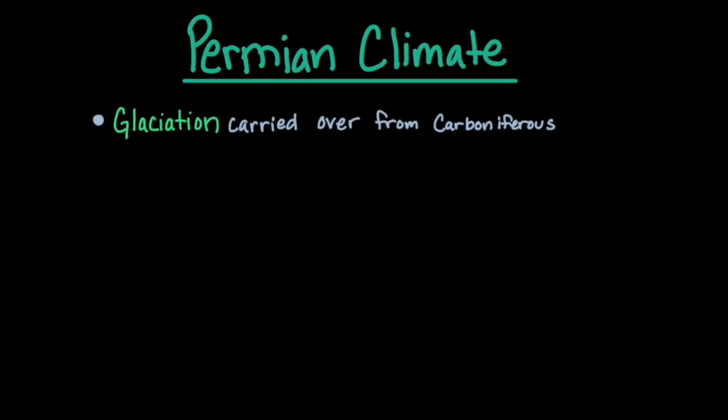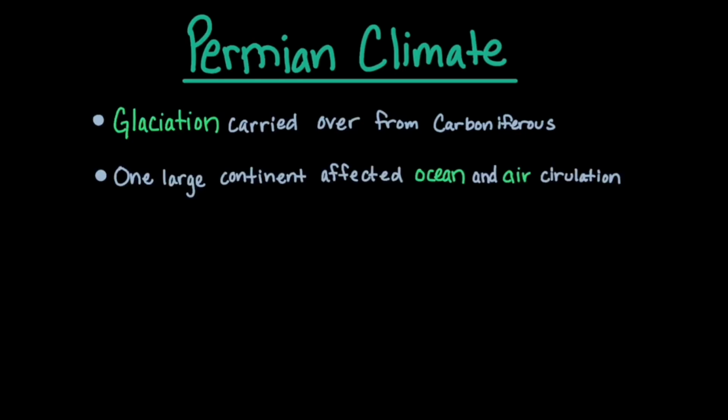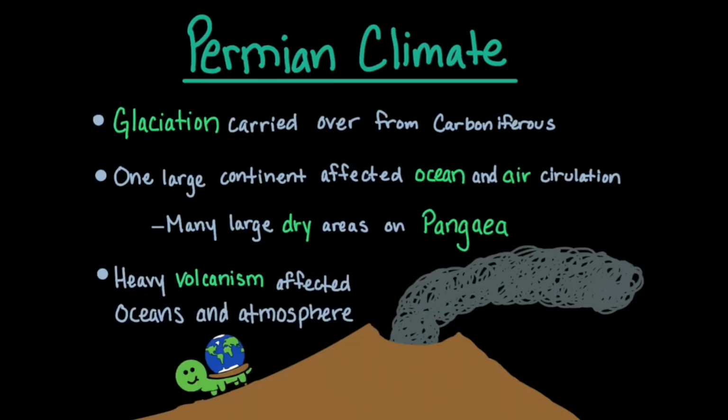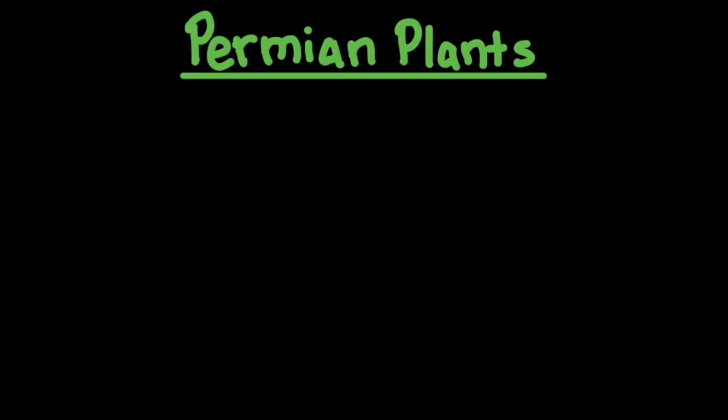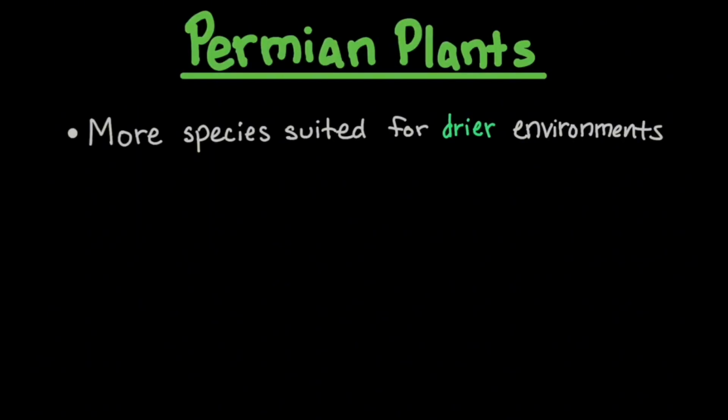Glaciation from the Carboniferous persisted into the first half of the Permian. Having one large continent, Pangaea, affected air and ocean circulation. This led to the creation of many large dry areas, including vast deserts. At the end of the Permian, heavy volcanism affected the atmosphere and the oceans. During the Permian, there was a transition to plant species that were better adapted for dry environments.